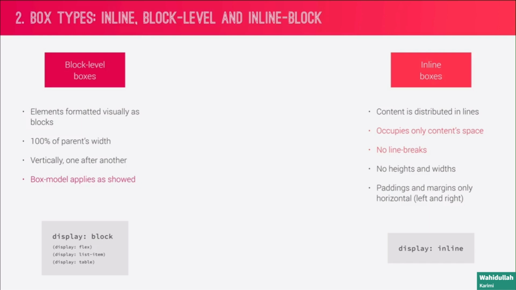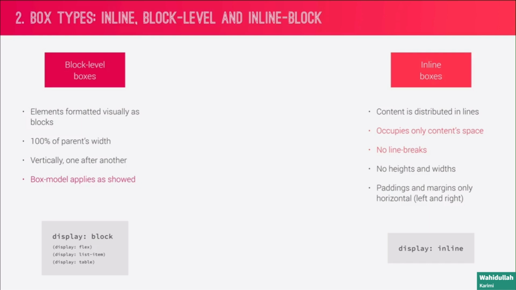Now, about the box model, things work a bit differently in inline boxes. First, the height and width property do not apply, which means that we cannot use these properties here. And second, we can only specify horizontal paddings and margins on inline elements, so only on the left and on the right side. That's the way the box model works on inline elements.